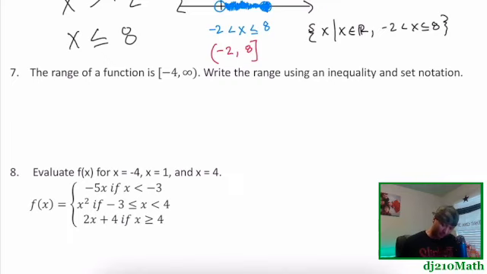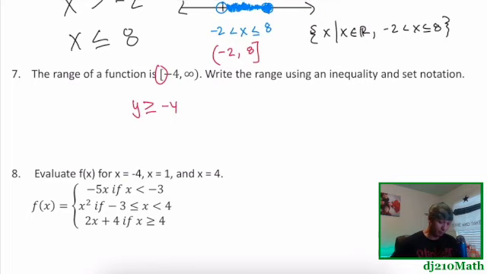Okay, so the inequality is going to look like this. It's going to deal with the y's. So we want from -4 all the way to infinity, all the numbers. So y has to be greater than or equal to -4, because it's a bracket at -4. For the set notation, talking about y's, y has to be a real number, and y is greater than or equal to -4.